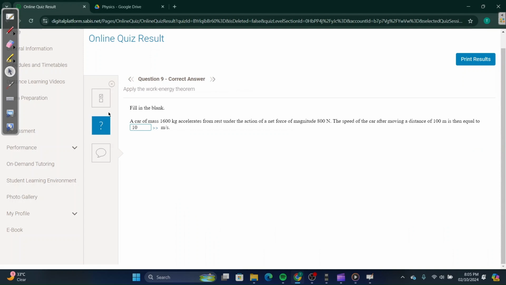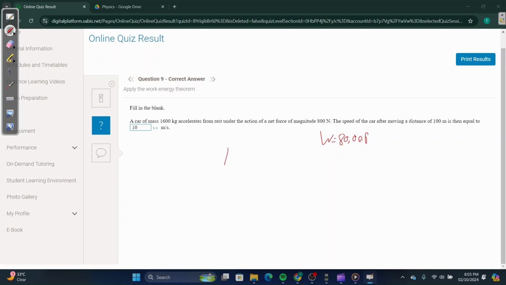A car of mass 1600... okay, what do they want? They want the speed. So this is the work energy theorem: delta KE is equal to W. So we find W. W is 800 times 100, which is 80,000.